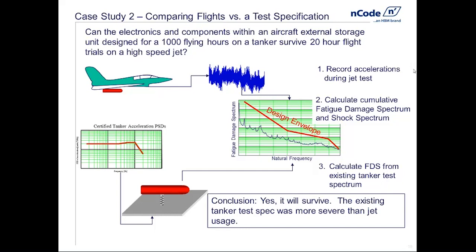And we can see from this, by comparing these fatigue damage spectra, that the design envelope, or the test that's already been passed, is more severe in a fatigue sense than the measured flight data on the new aircraft. Therefore, we have what's called read-across evidence, or more colloquially, you might call this grandfathering. We can say that since it's already passed a test that's more severe than what it's going to see now, we don't need to rerun testing.